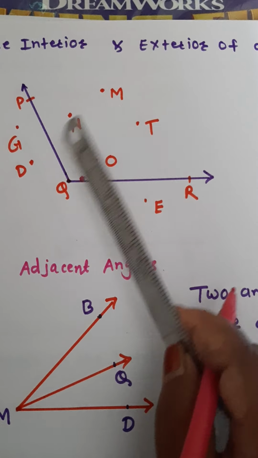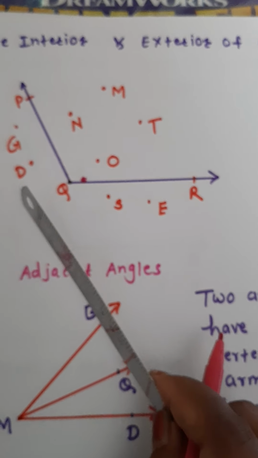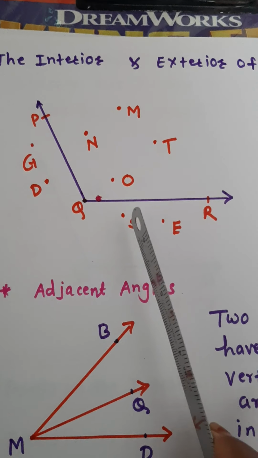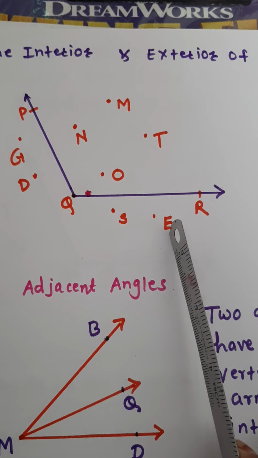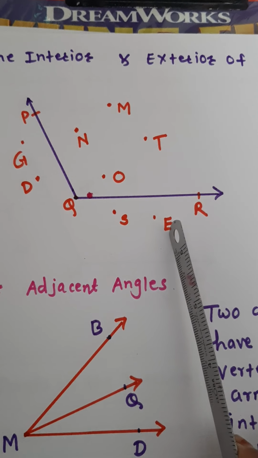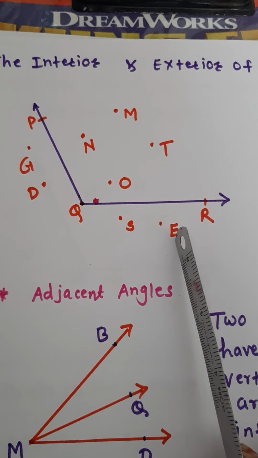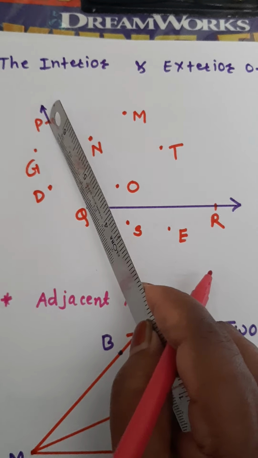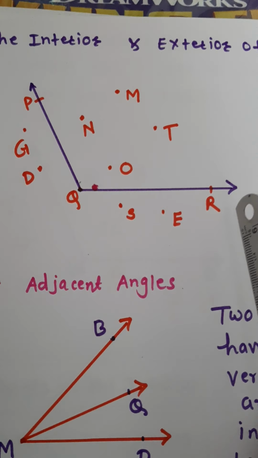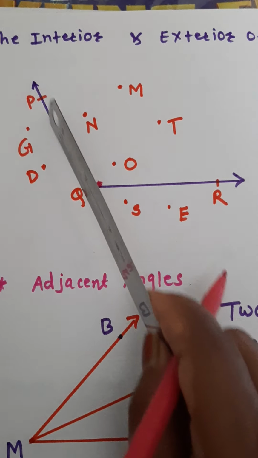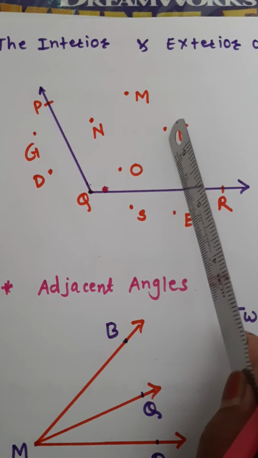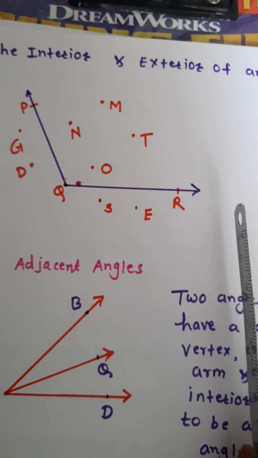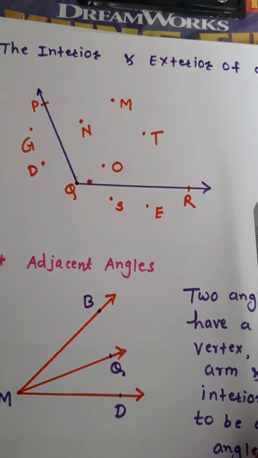And exterior means outside of the angle. Which points are there? Point G, point D, point S and point E. These points lie in the exterior part of the angle. And points on the angle, on the arms of the angle, are point P, point Q and point R. These points lie on the arms of the angle. So this is interior, exterior and on the angle. Understood? Very simple.